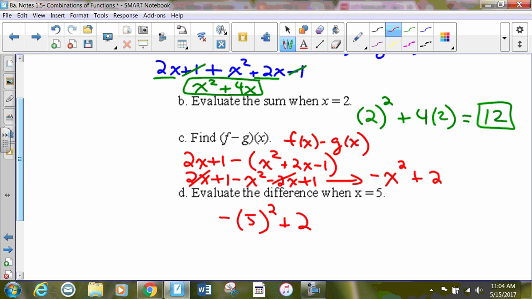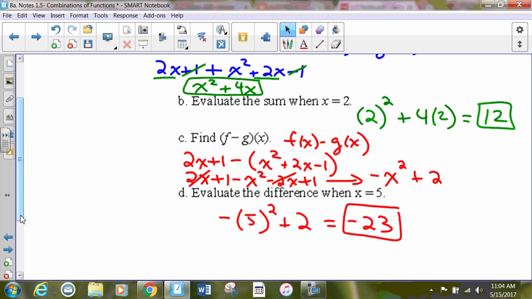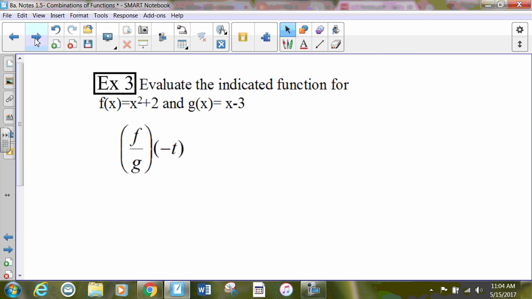All right. So I've got negative 25 plus 2, which gives me a negative 23. So this is very basic stuff. It's just a reminder of notation and what we do when we have functions. So here it's asking me to find f divided by g of negative t.